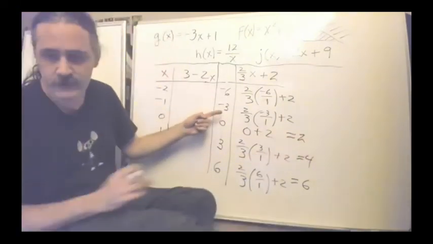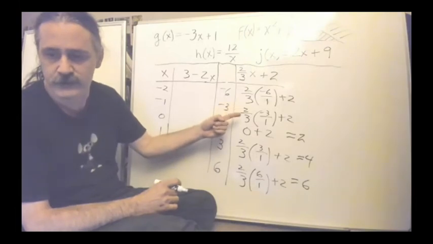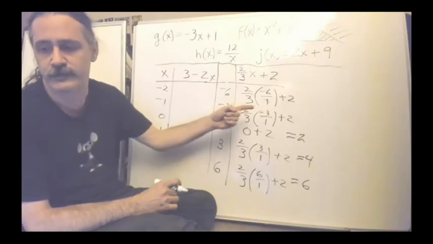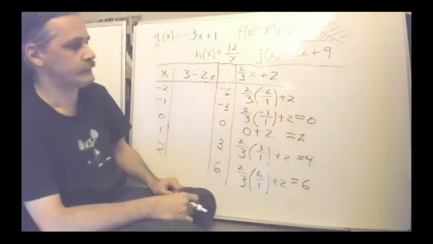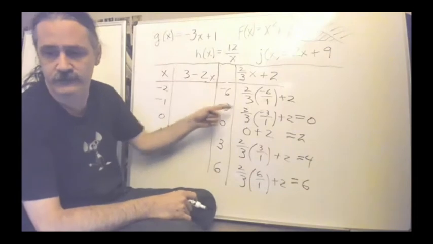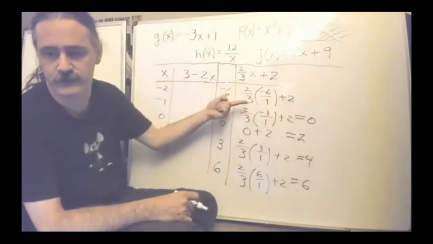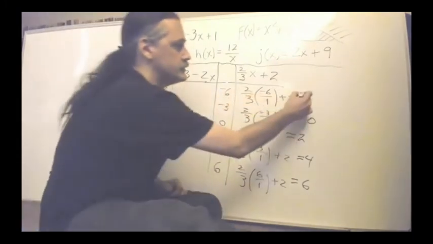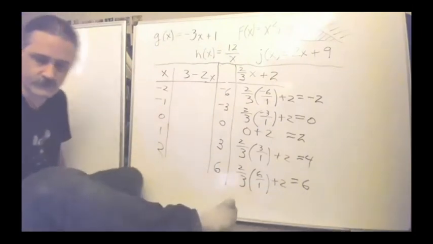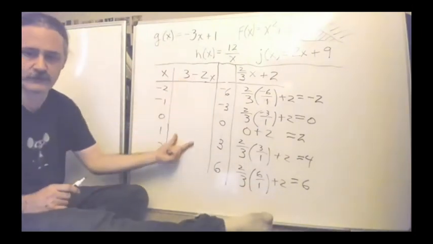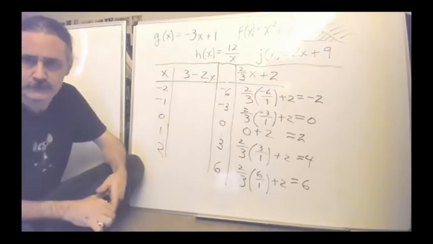And now the same thing down here, except it's negative. So now we'll get -6 divided by 3, so -2 plus 2, which is 0. So (-3, 0). And then here you get -12 divided by 3, which is -4. And -4 plus 2 is -2. Okay, so you do the same thing with this one on your own. I'll sketch that graph in a minute.